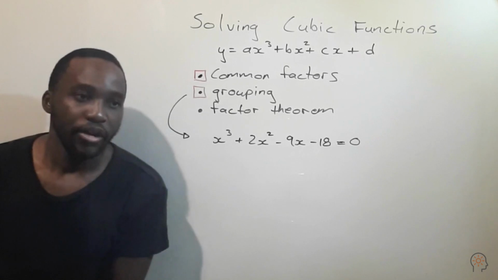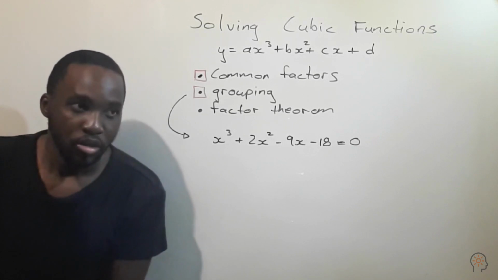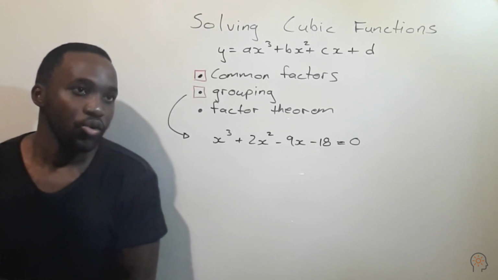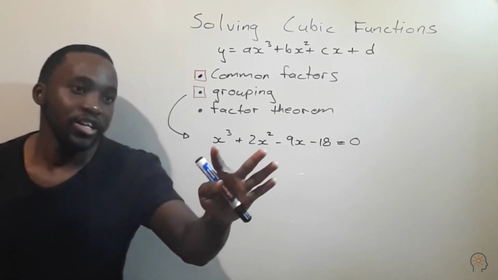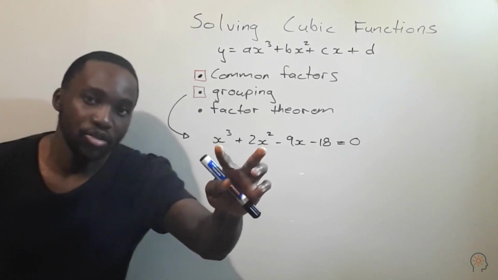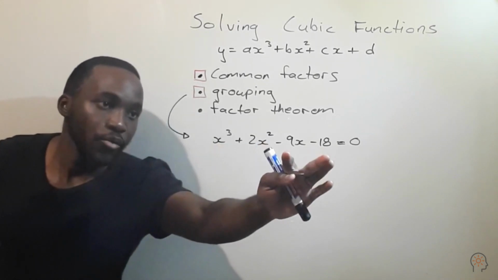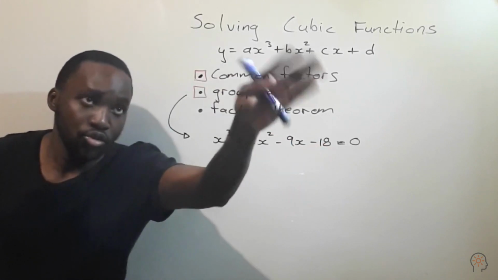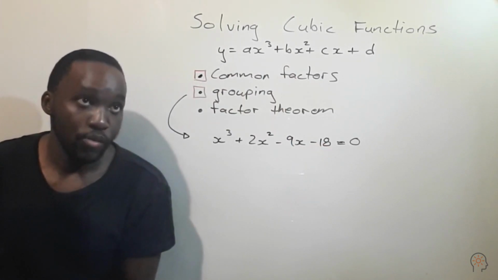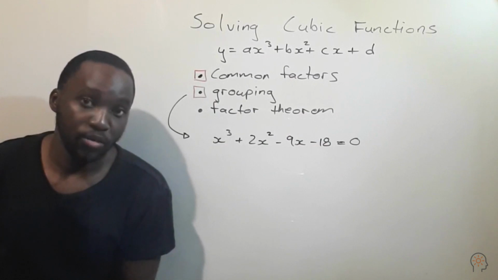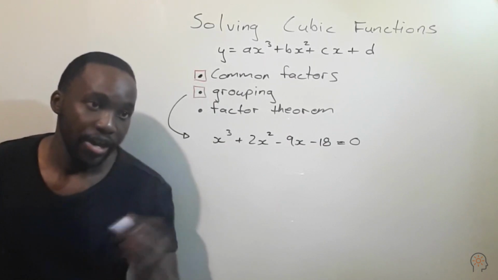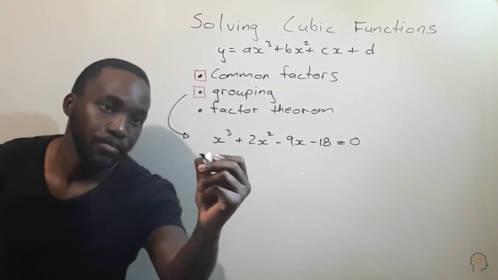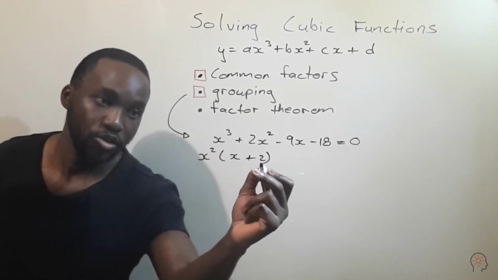So for this example, we said we can use grouping to solve for x for this cubic function. If we're going to use grouping here, we can clearly see that here we can take out x squared as a common factor. Here we can take out minus 9 as a common factor in order for us to get going so that we can solve for this cubic function. So if we do that, x squared taken out as a common factor, this is what you have left.